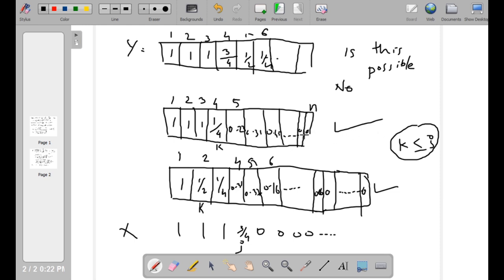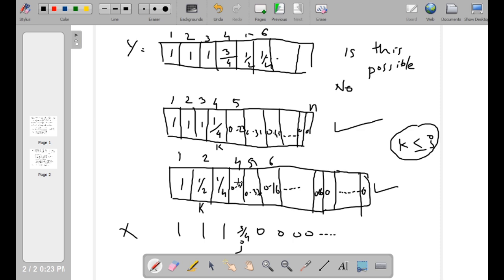The difference starts at the kth position in Y's solution, and this value of K is always less than or equal to J. It's equal to J in this case, and it is less than J in this case.